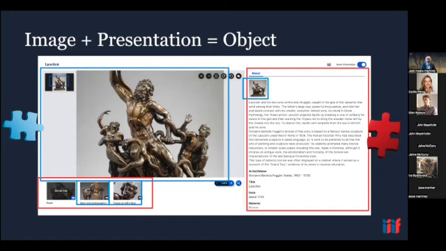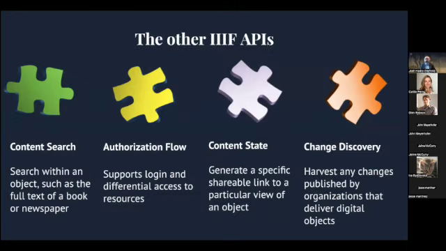So those two things working together in this example from the Clover viewer. There are 4 other APIs. I won't go into too much depth about these, but these are part of the IIIF ecosystem. We have the content search API, which essentially allows, if you have transcription or OCR or translation, it allows you to do things kind of like searching within a PDF for a IIIF object.